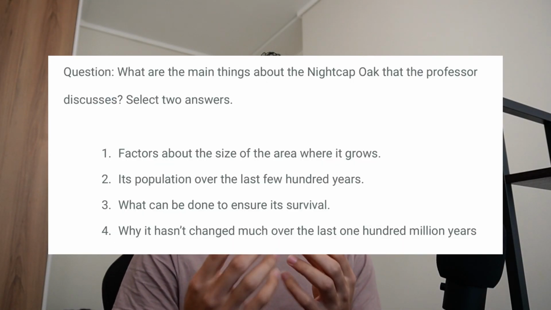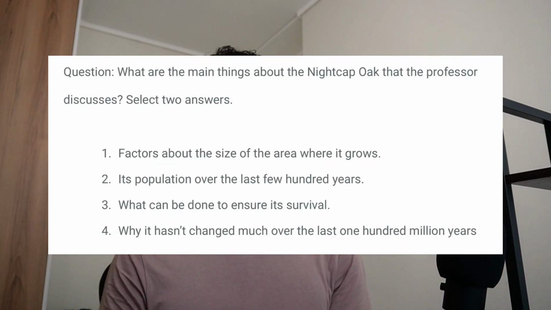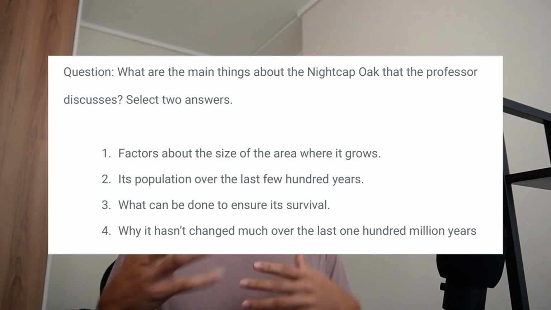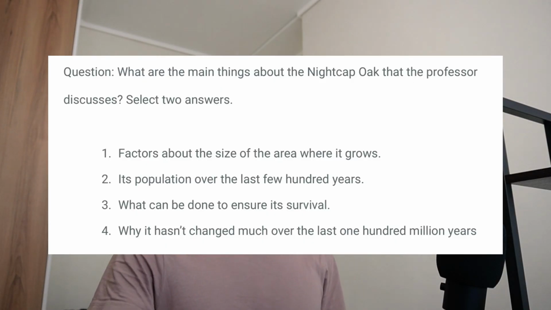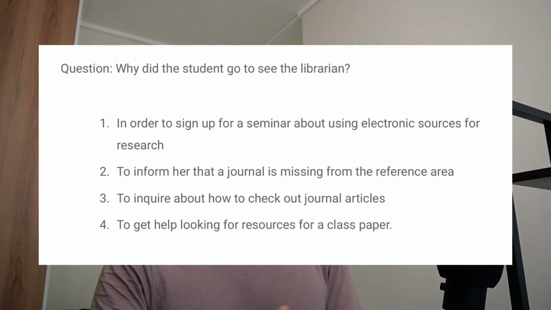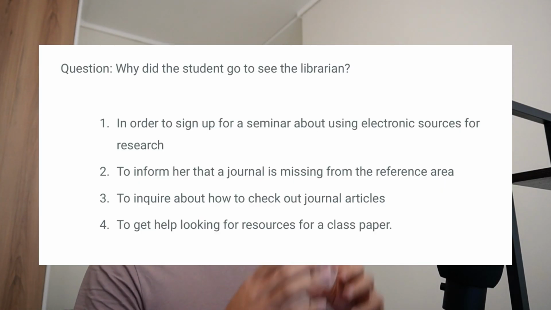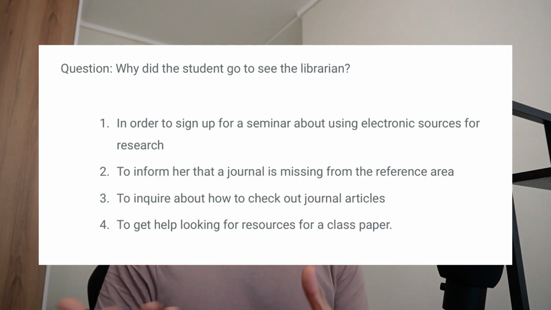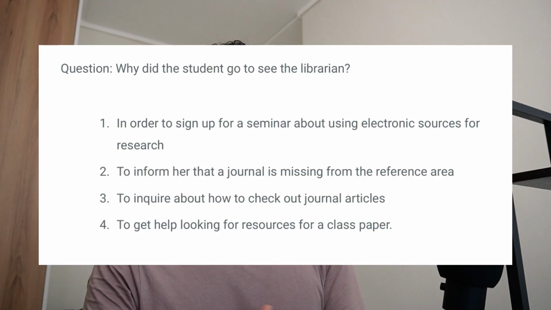Having a look at the question type, what are the main things about that specific topic? So I need to know what the main things are about that topic. If we have a look at gist purpose, it's no longer about what the main topic is, but it's more about why, the purpose behind it. Why did the student go to see the librarian?